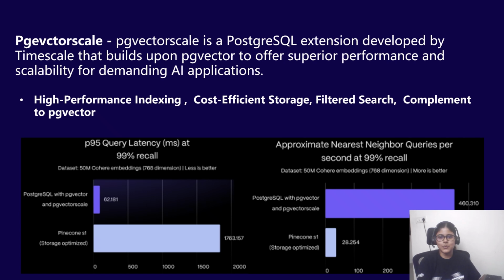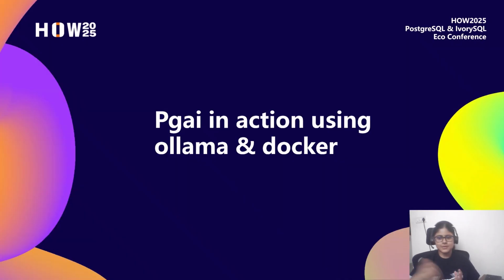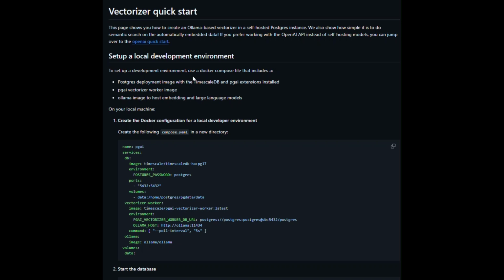So let's jump into code where you can see pgai in action using Ollama and Docker. This is an implementation of pgvector using Ollama.